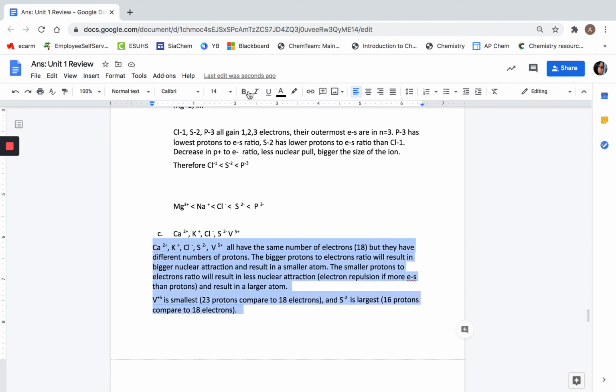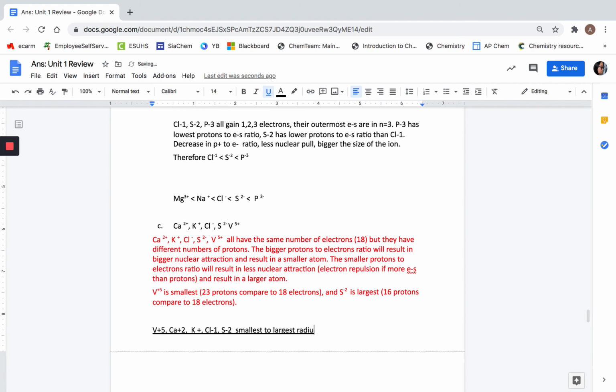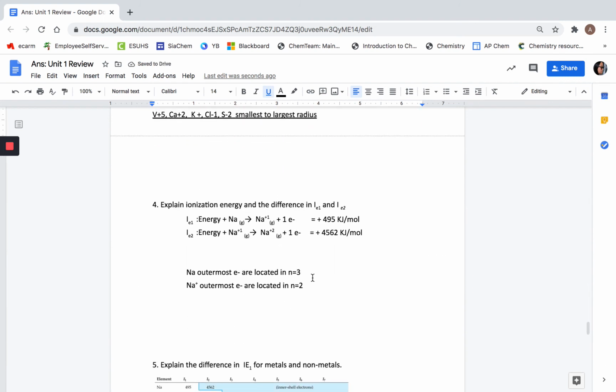When you finish, you should definitely add it in to see which one's bigger. So they should be in order as follows: V5+, Ca2+, K+, then Cl-, and then S2-, from smallest to largest radius.